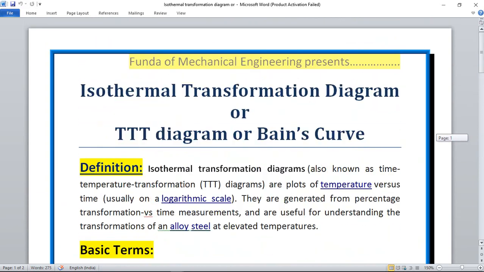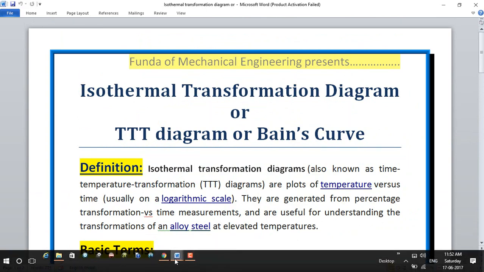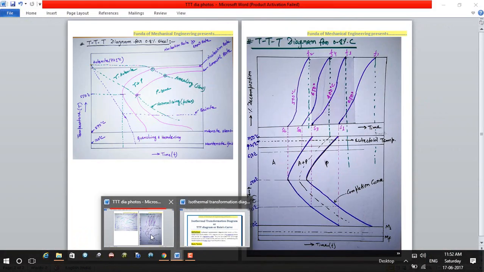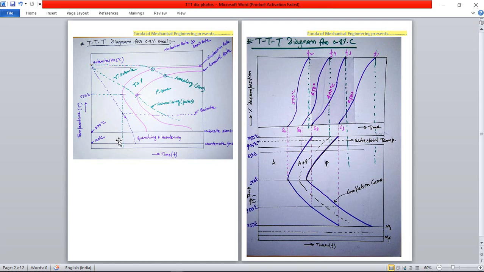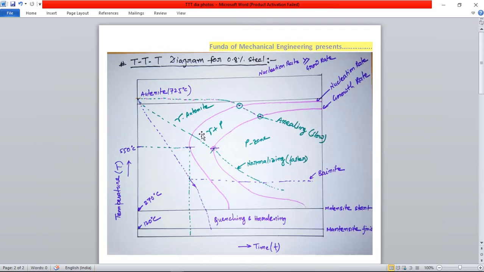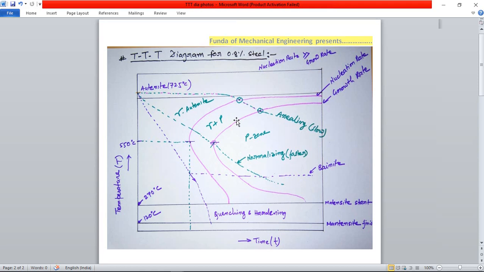Then I will discuss the TTT diagram in detail. Okay, not in brief but in detail. So let me first show you. This is the TTT diagram for 0.8% carbon steel.